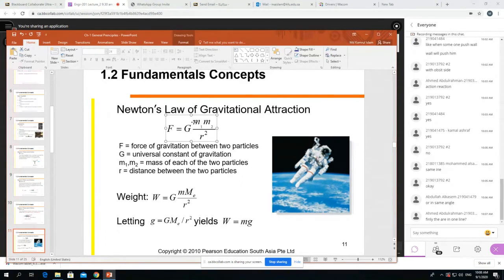So F is proportional to the masses of the two bodies, and inversely proportional to the square of the distance between the two particles. That means if the distance is less, the attraction force will be high.